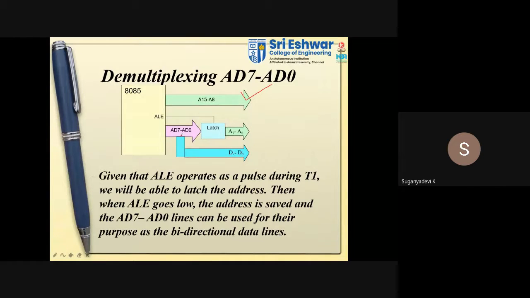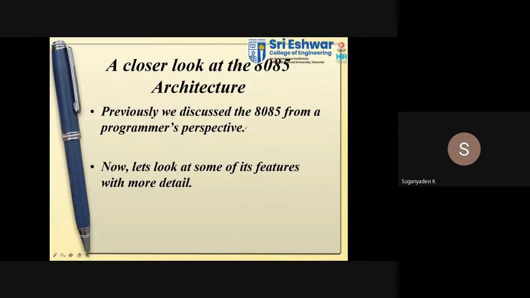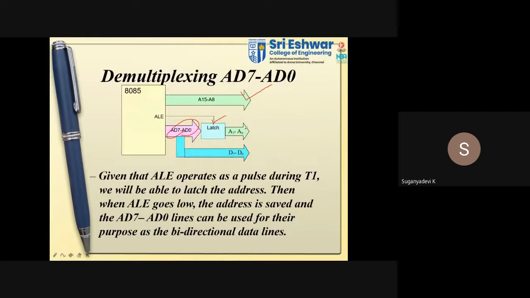Next, I have data and address combined with each other from AD0 to AD7. I am going to separate this into address and data individually. Here we have the latch. This is the block which separates address and data. After the latch we get the addresses from A0 to A7, and the data will be separated as D0 to D7 with the help of the latch. The latch gets into active state with the help of the ALE control signal. This is the control signal for separating your address and data. Is that clear?